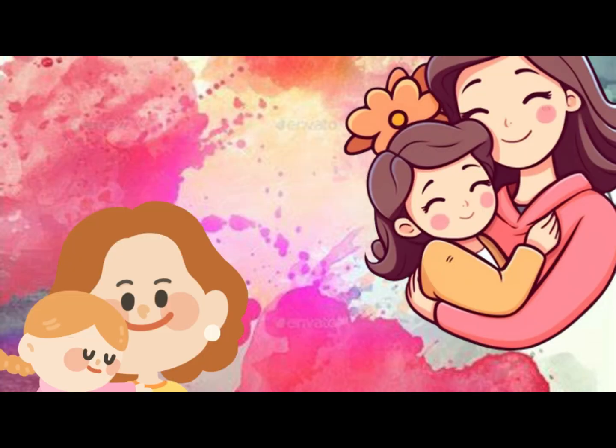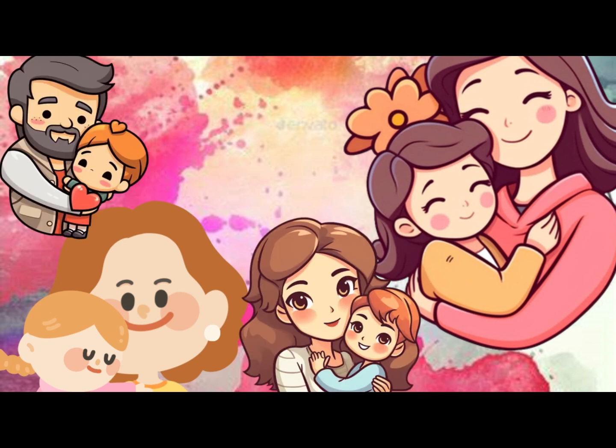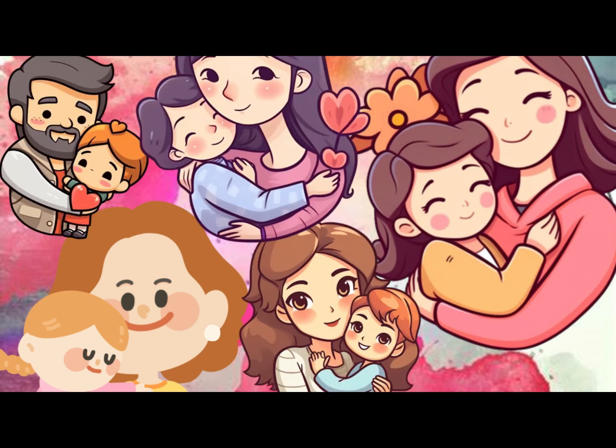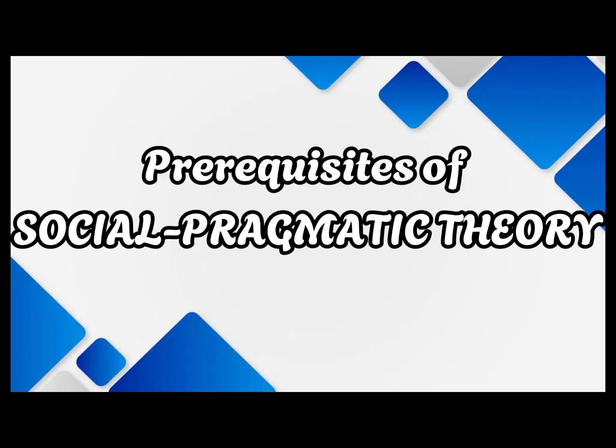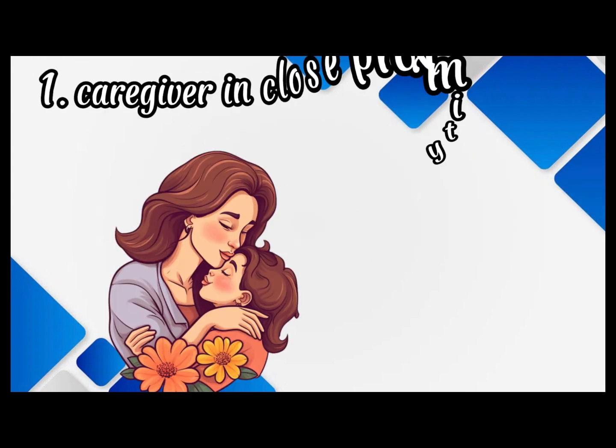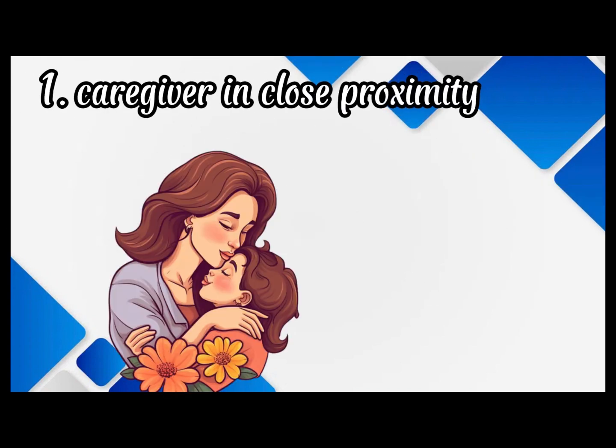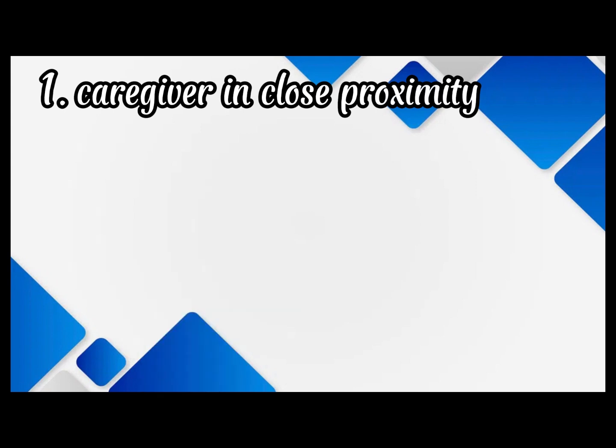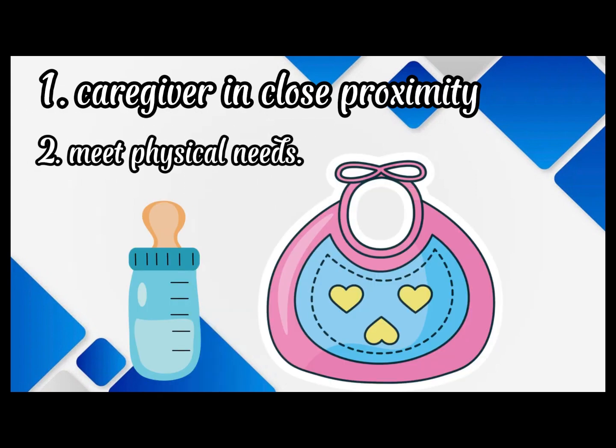This perspective of language development is first seen in infant caregiver interactions, in which the caregiver responds to an infant's sounds and gestures. The prerequisites for the social pragmatic theories are: First, the infant must have a caregiver in close proximity to see, hear, or touch. Second, the caregiver must meet the infant's basic physical needs such as food, warmth, and exploring the environment.